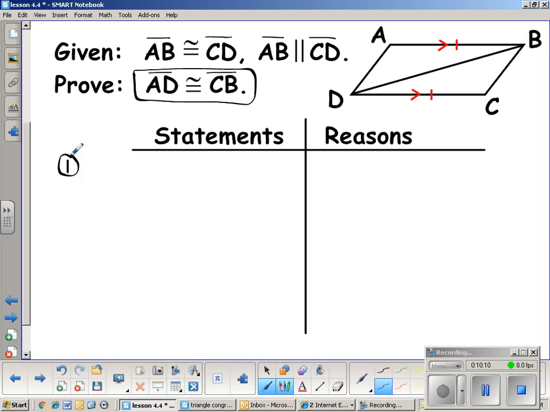I'm gonna write this proof, could you tell me what I probably write the first step? The given. And so I would say segment AB congruent to segment CD, and segment AB parallel to segment CD. And the reason for that was given. Okay?